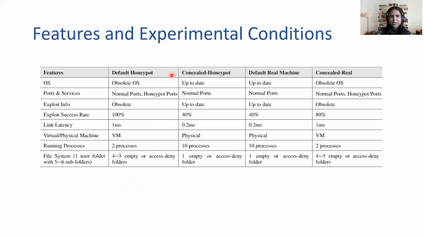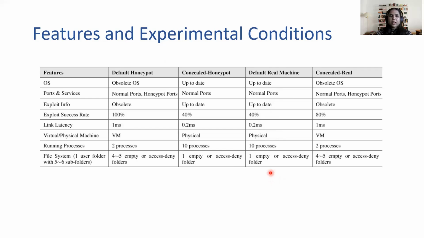We gathered these features from default honeypots, and then we also surveyed some real machines and gathered features. For example, on real machines we mostly have up-to-date operating systems and normal ports. Exploits are mostly patched and success rate is low, and link latency is low. There are chances that machines are deployed on physical machines, with more processes because they are active, and there would be fewer access denied or empty folders.